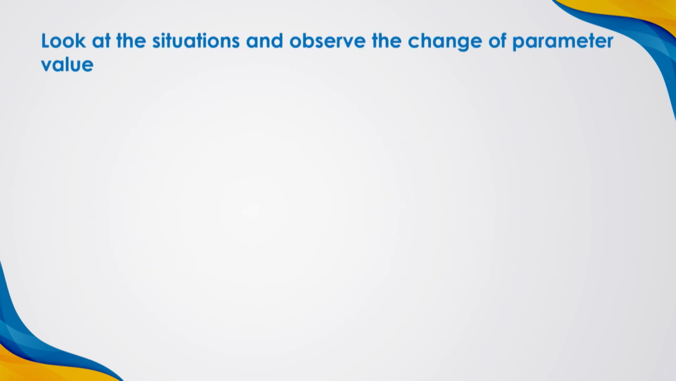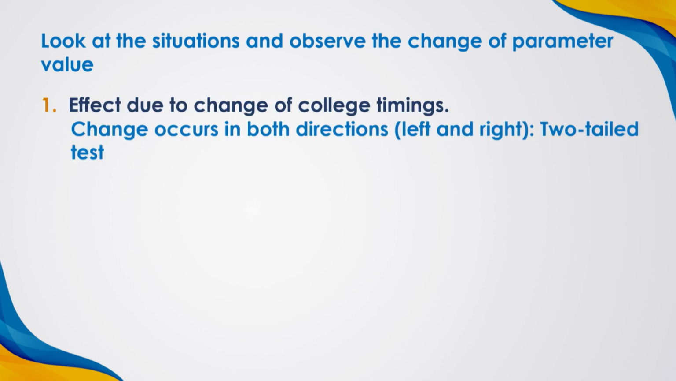Look at the situations and observe the change of parameter value. Effect due to change of college timings. Now, if you study, the effect may be good or the effect may be bad. Therefore, the change occurs in both directions. Therefore, here we have to make use of two-tailed test.